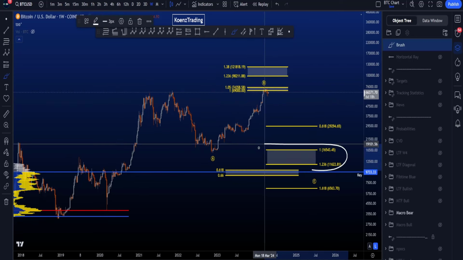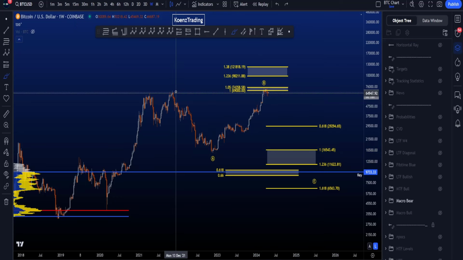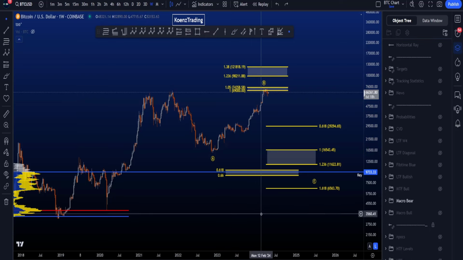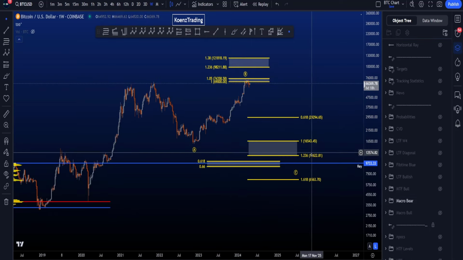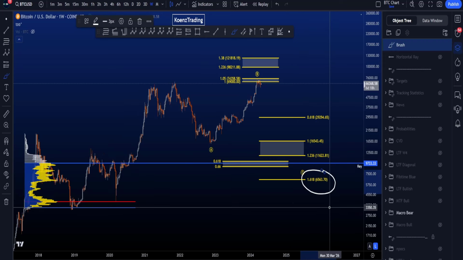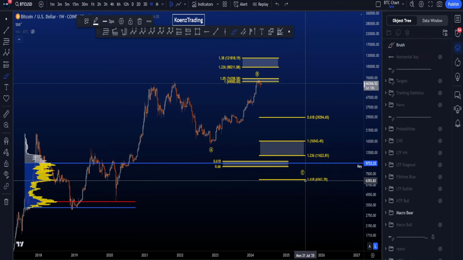scenario. Now, the wave C common target area is between the 1 and the 1.236, taken from the high to the low of A to the high of B, with the trend-based Fib extension tool sitting between 16.5 and 11.6k as a target, and the 1.618 is at 6.5k, which is an extension target for wave C.